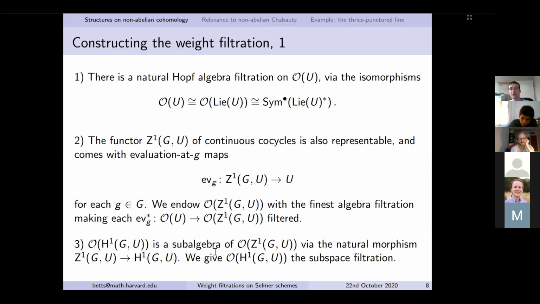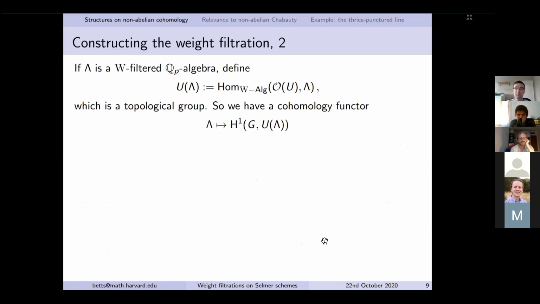And so you can just take the subalgebra filtration, the induced filtration on the subalgebra from the filtration we constructed in step 2. And so this is a more or less explicit description of what this induced W filtration on the affine ring of the cohomology variety is. But this same filtration can also be characterized via a universal property, which gives you a second construction.